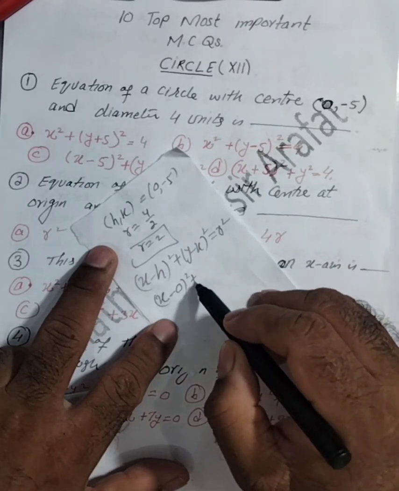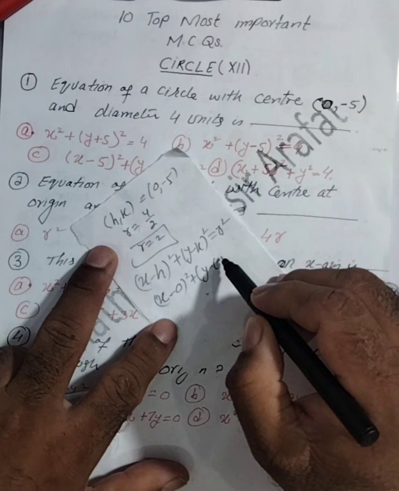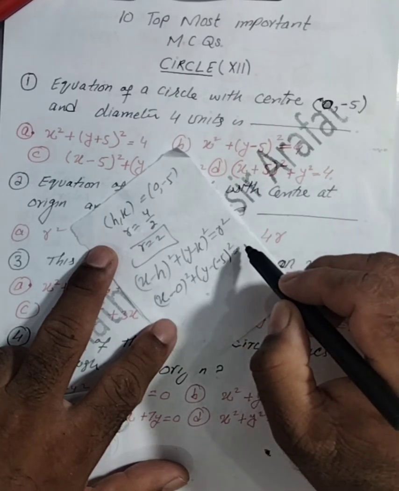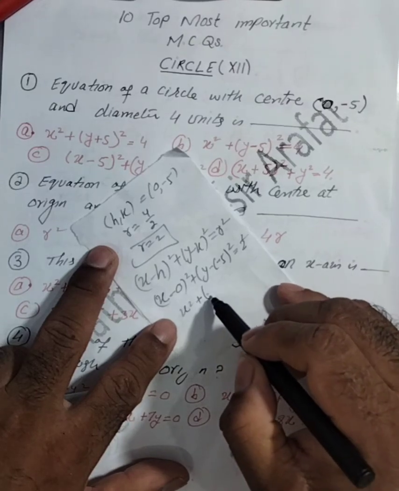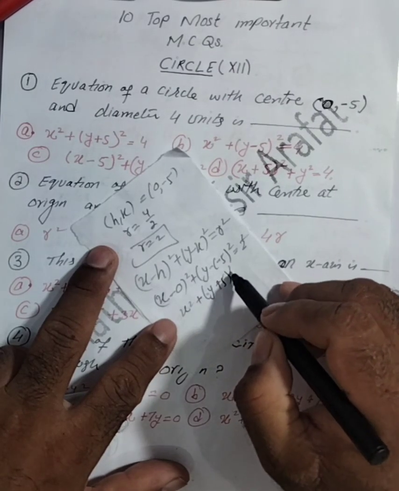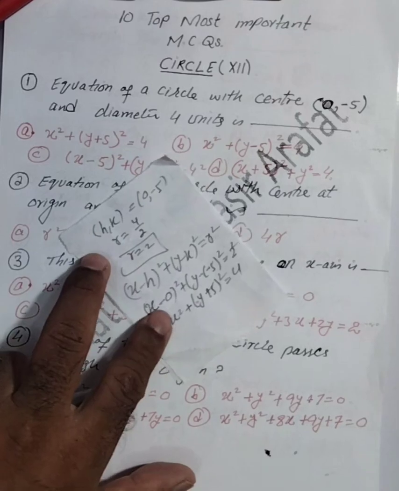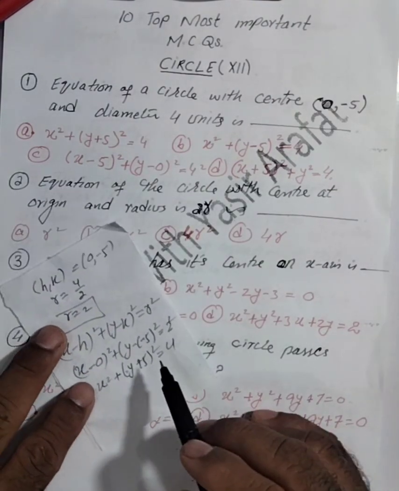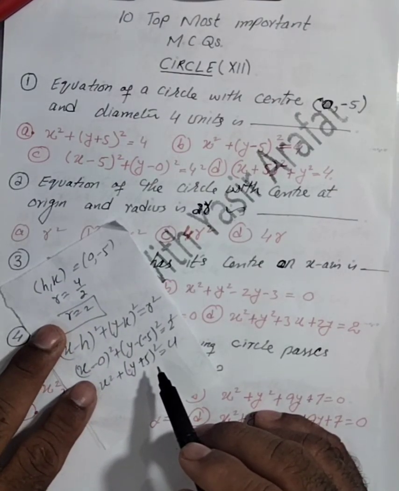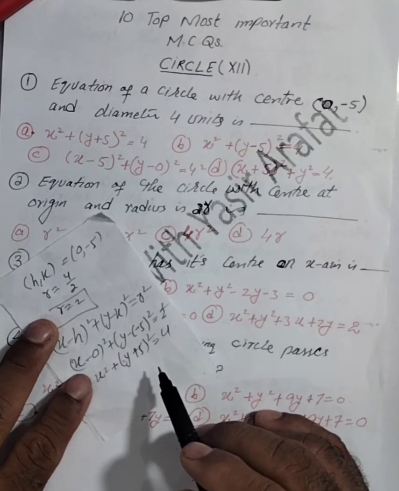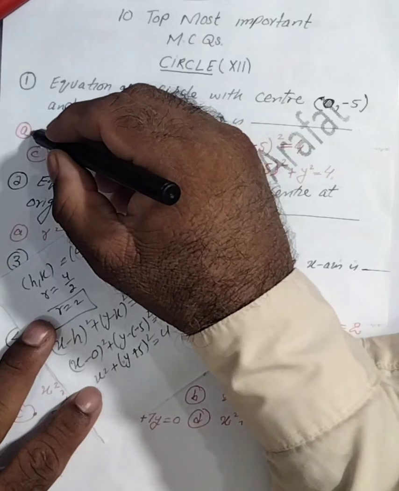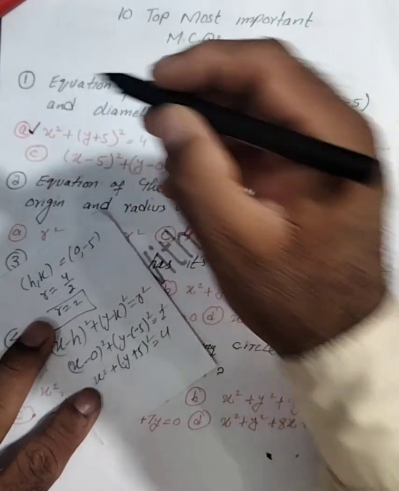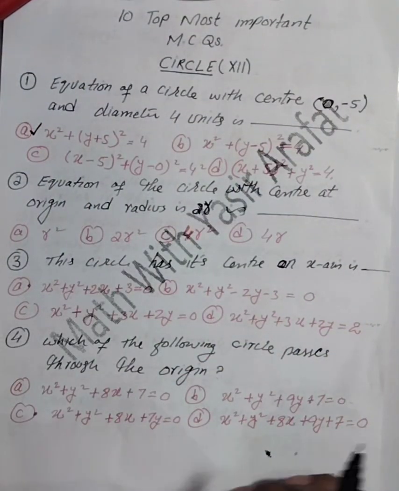So this is x squared plus (y + 5) squared, and 2 squared means 4. So this means the correct option is x squared plus (y + 5) squared equals 4. So option A is correct for the first MCQ.